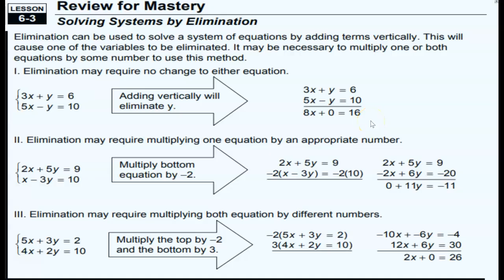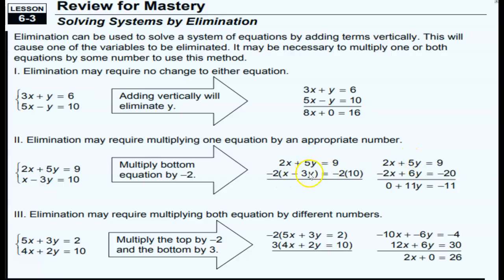Now, in the second example, we've got 2x plus 5y is equal to 9, and x minus 3y is equal to 10. You can't just add it and eliminate, so you've got to change it. We're going to multiply by negative 2. The way I do it looks more like the distributive property: I take that negative 2 and multiply it times the x minus 3y and the negative 2 times the 10. That makes this x into negative 2x, so that this can eliminate. And then the rest we just add.